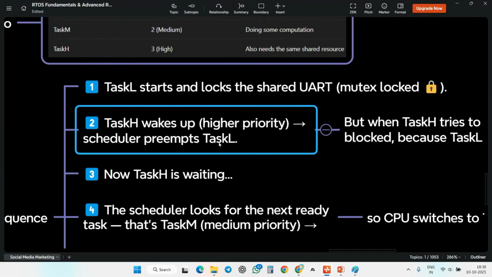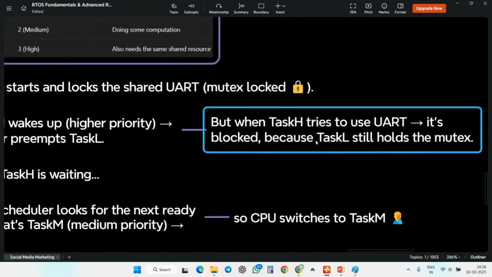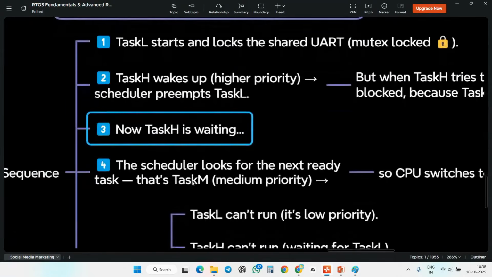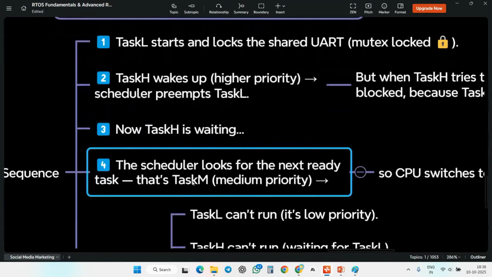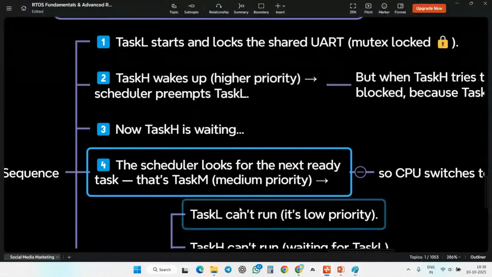The mutex, it just locked. The higher priority task wakes up and tries to preempt the lower priority. But when the higher priority task tries to use the UART, it can't. It gets blocked. It's still held by the lower priority task. Now the higher priority task is still waiting. The scheduler looks for the next one, because I scheduled the tasks like this. This time it can't preempt. It can't get the mutex value, right?